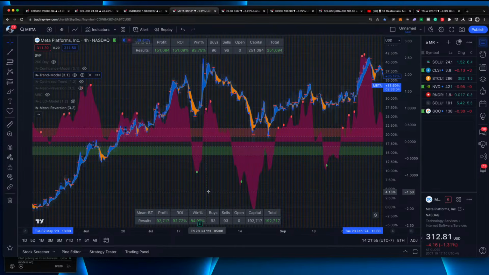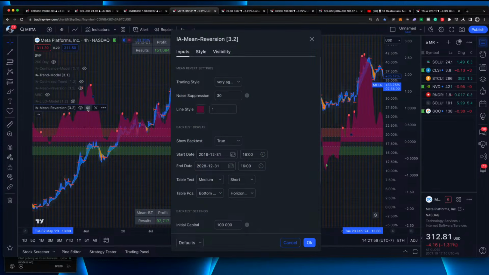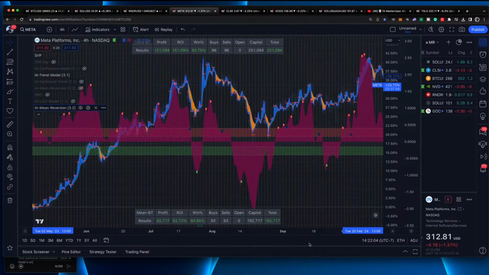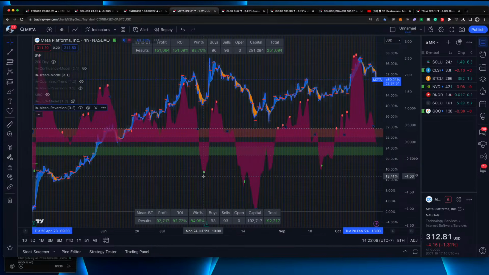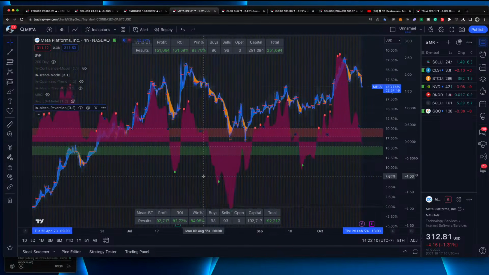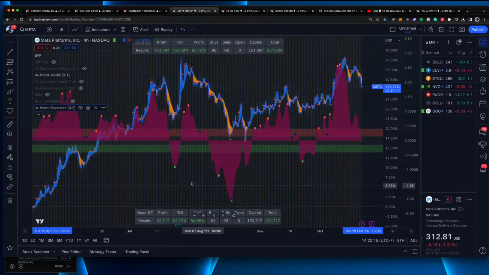And on the mean reversion here, let's check the settings are the same I'm using for everything, just to show you. It's very aggressive with noise suppression 30 all across the board. Now here with Meta, Meta has been on the scorcher all year. It's been pretty incredible. But what's interesting to see is exactly how it conforms. Once again, big dip. The mean reversion nailed the buy. You go in here, you're outside your standard deviation. This is a big deviation from the mean, very big.